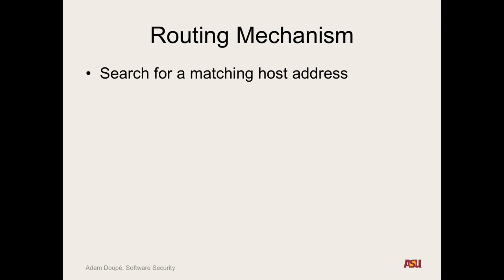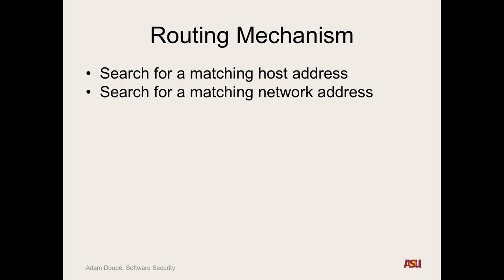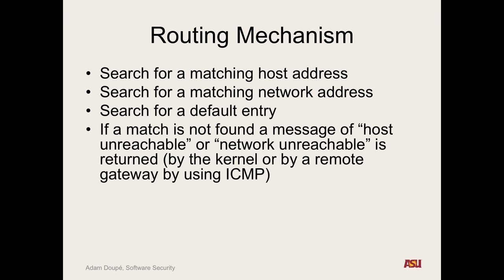The idea is you first search for an exact match, trying to match from more specific to more generic. So you first try to match any hosts: does this match somebody I know about explicitly? Then does it match any network addresses? Then do I have a default entry? And if no match is found, it could be that you don't have a route for that and don't know how to send the packet out. Then either your machine will tell you that you can't reach that host, or the gateway will tell you, hey, I don't know how to reach this, it's not an IP range I know about.